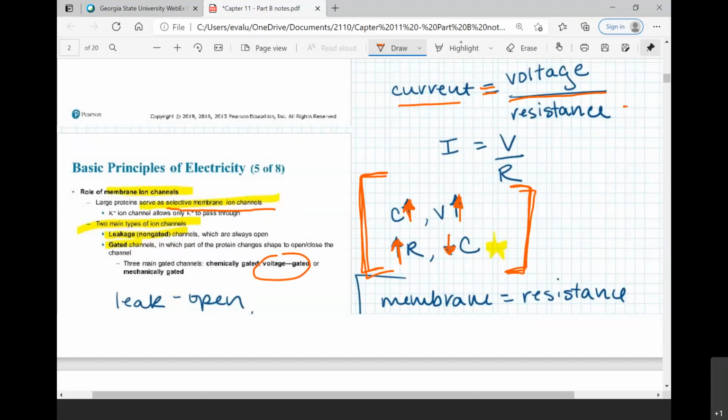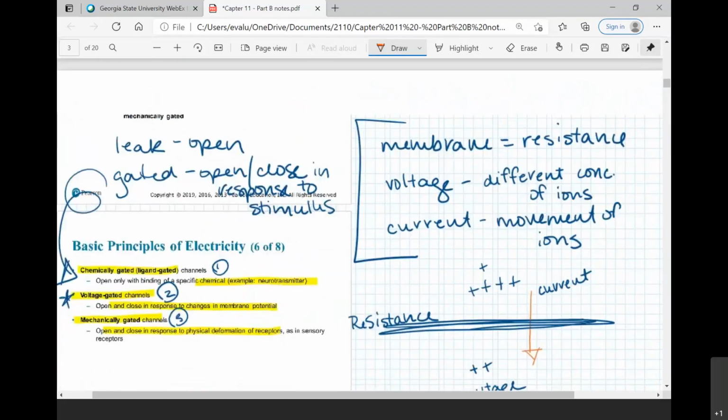If I increase the block, if you go from a teeny tiny little fence that you can step over to a concrete 10-foot wall, you're not going to be able to step over. The likelihood of you moving across into the yard of your neighbor is less likely to happen. So that resistance, the block that is in the way, if that increases, then your current will actually decrease. So that's what's going on in that world. And our membrane is going to be that resistance.